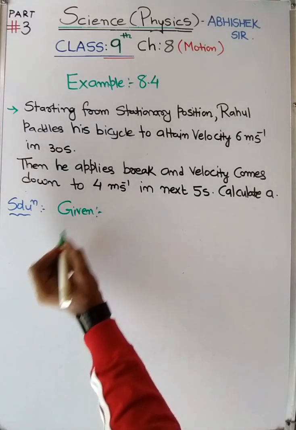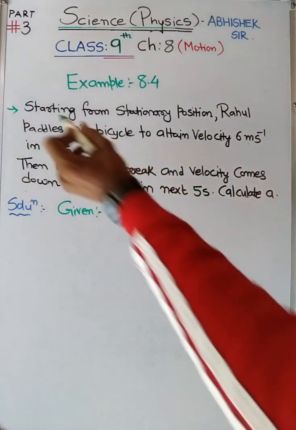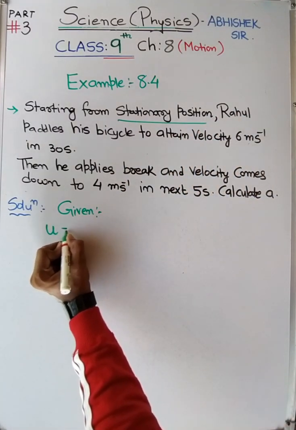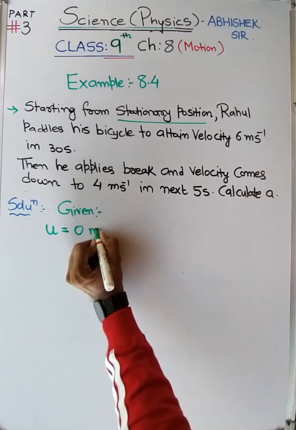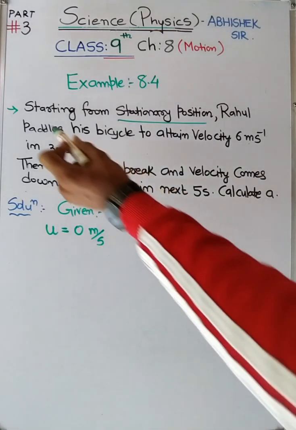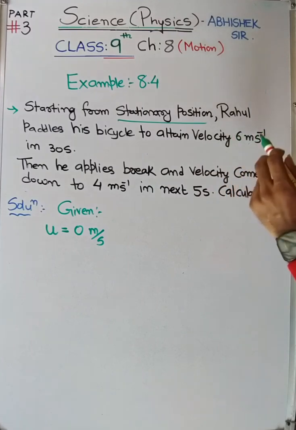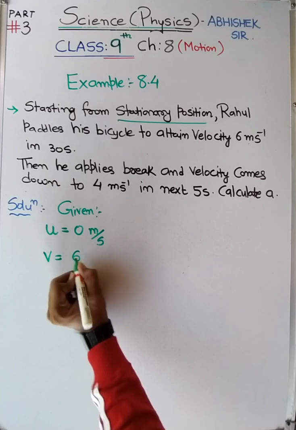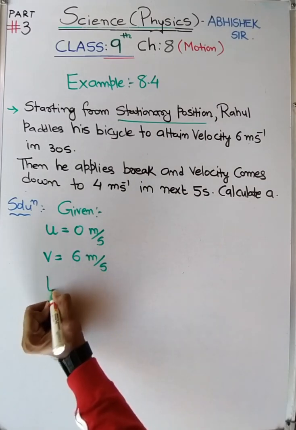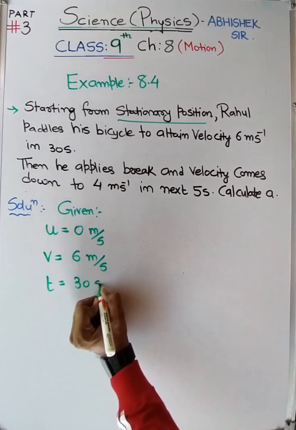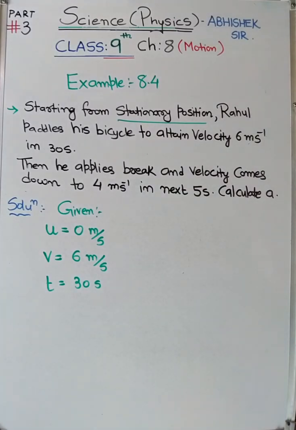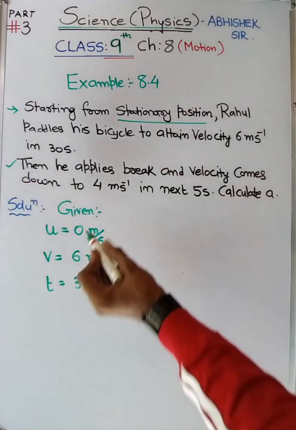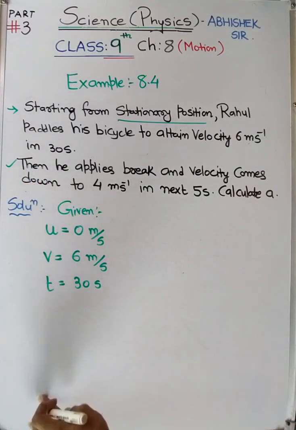Okay, so let us see the keywords. Starting from stationary position, so initial velocity 0. Clear? Rahul pedals his bicycle to attain velocity 6 meter per second in 30. So the final velocity he attains is 6 meter per second, and what was the time taken? 30 seconds. But the question is not over yet. We have a second case as well. So after all this, we have to find out acceleration.